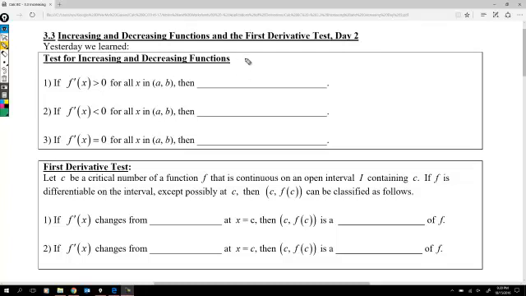What's up? We are continuing talking about increasing and decreasing functions and using the first derivative. So just a reminder about what's going on here. Here's our test for increasing and decreasing functions. If f prime is positive in our given interval, then that means that our original function f is increasing on my inclusive interval. If f prime is negative, that means that f is decreasing on my interval. And if f prime equals 0, that means that f is constant.